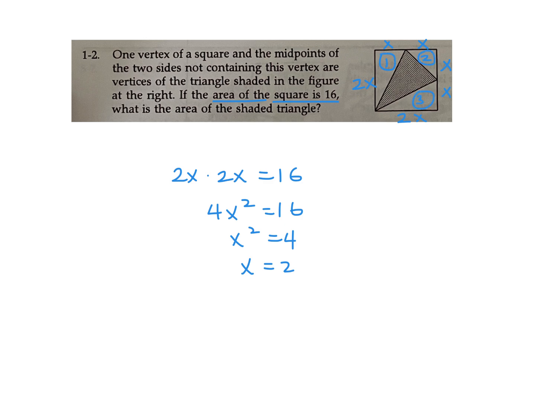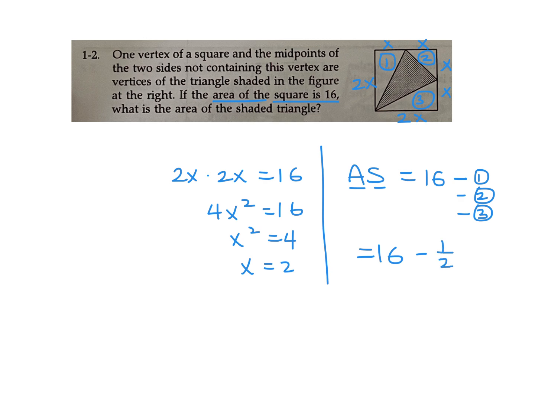So the area of the shaded region, AS, would be equal to the full area minus 1, minus 2, minus 3, right? Those three triangles. So 1 is, I believe, 1/2 base times height, so it would be 1/2 times 2 times 4. 2 is 1/2 base times height again, and that's going to be 2 times 2. And 3 is 1/2 base times height again, which would be 4 times 2.